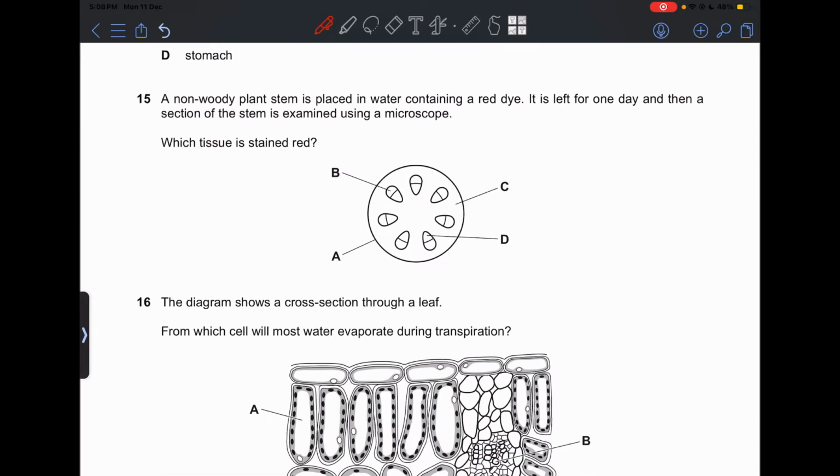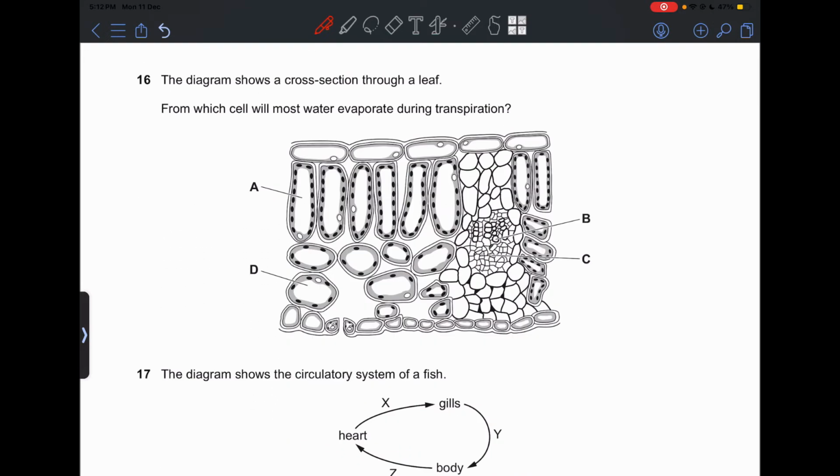15. A non-woody plant stem is placed in water containing a red dye. It is left for 1 day, and then a section of the stem is examined using a microscope. Which tissue is stained red? Actually, this is going to be the xylem, which is D, and not the phloem. The phloem is not carrying the water, it carries around other substances, such as glucose. So this is not going to be our answer. It's going to be D, which is the xylem. And we know that the phloem is B over here, so this is just for your information.